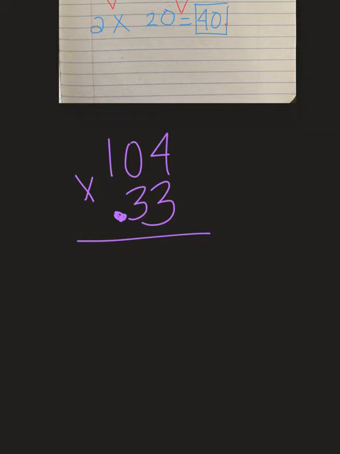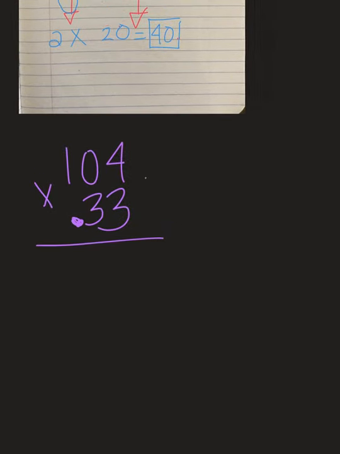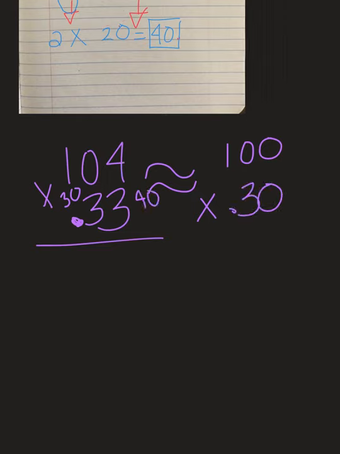So let's round these numbers. 104 is closer to 100, and we're going to multiply by 33 hundredths, which I can look at like this. Is it closer to 30 or is it closer to 40? Well, it's closer to 30, so we'll leave it like that and we'll put our decimal. So we have 100 times 30 hundredths.